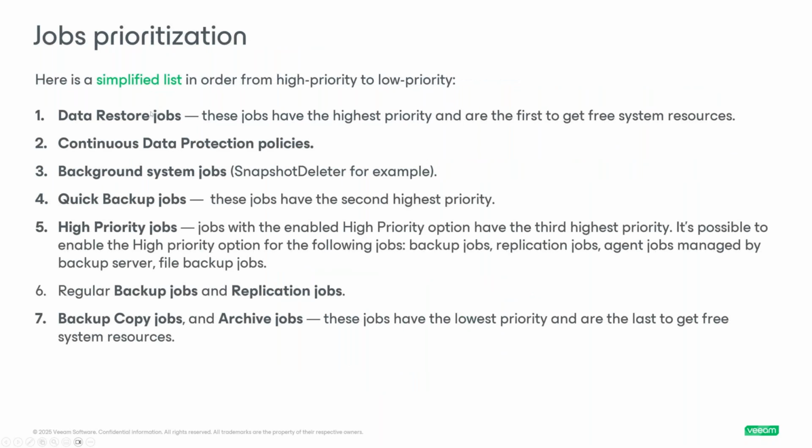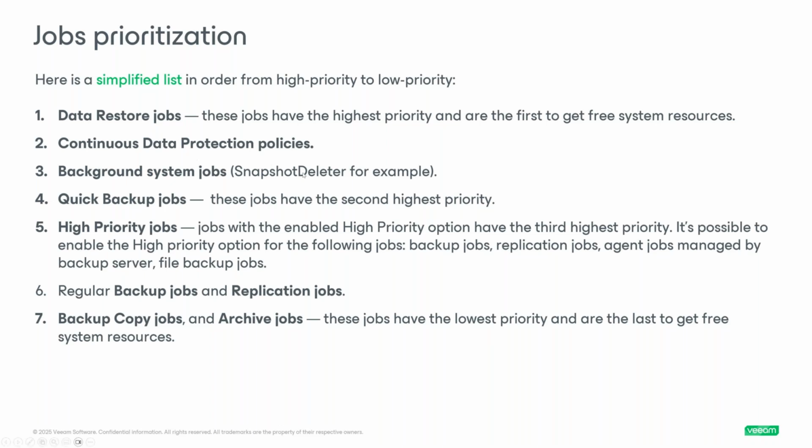So we have a prioritization list. Those will be the way that Veeam prioritizes the jobs. On top, you have the data restore jobs. It's great to be able to back up, but you want to be able to restore in case of an emergency. So those jobs are first and have the highest priority for resources.